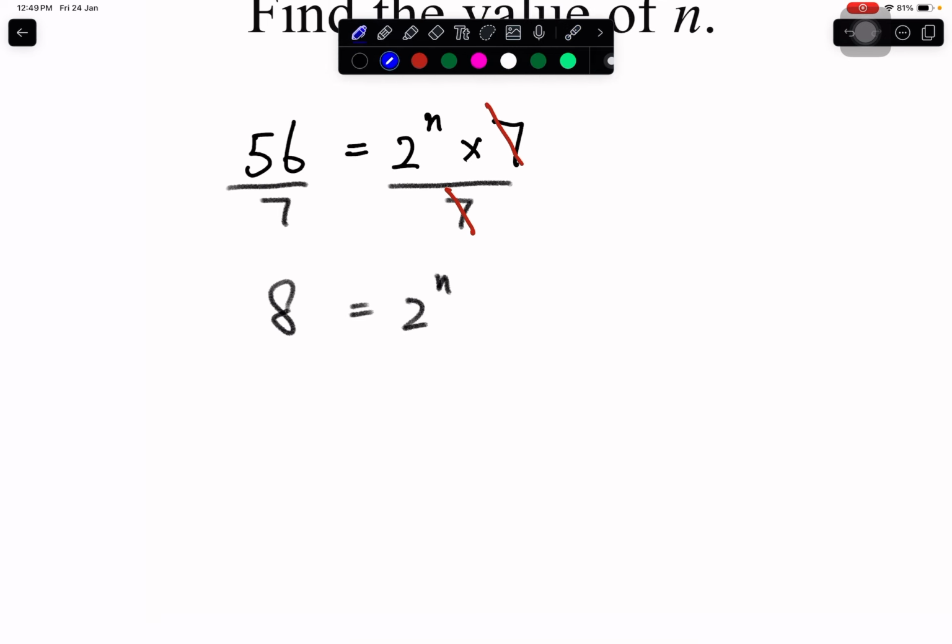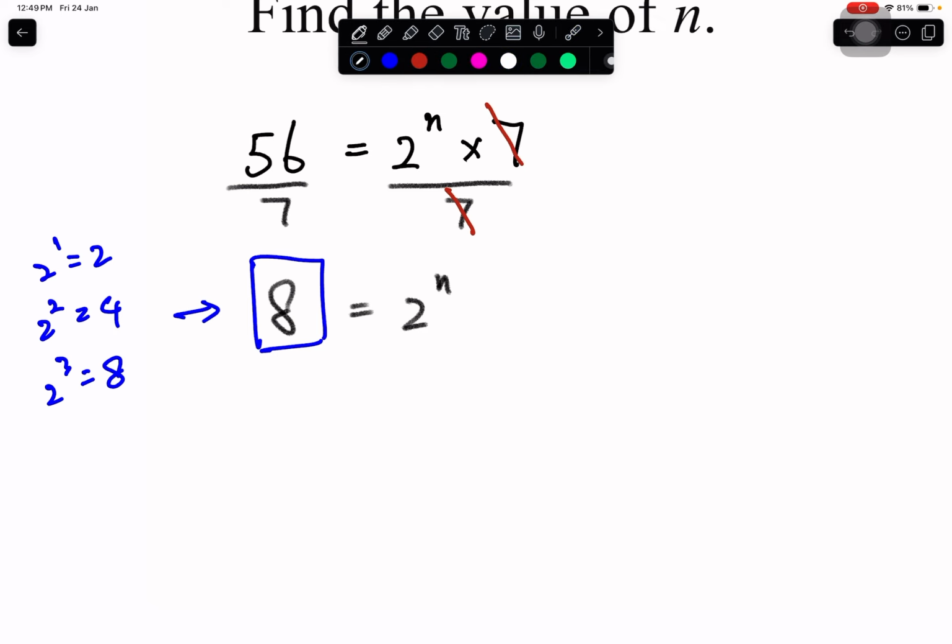The next step you need to think is, this 8 is equivalent to 2 to the power of what, right? You can count because it is a small enough number. 2 to the power of 1 is 2, 2 to the power of 2 is 4, 2 to the power of 3 is 8. So we can replace this 8 with 2 to the power of 3, equals 2 to the power of n. And again, because they have the same base, you can extract the exponent, which is 3 equals n. That's it.